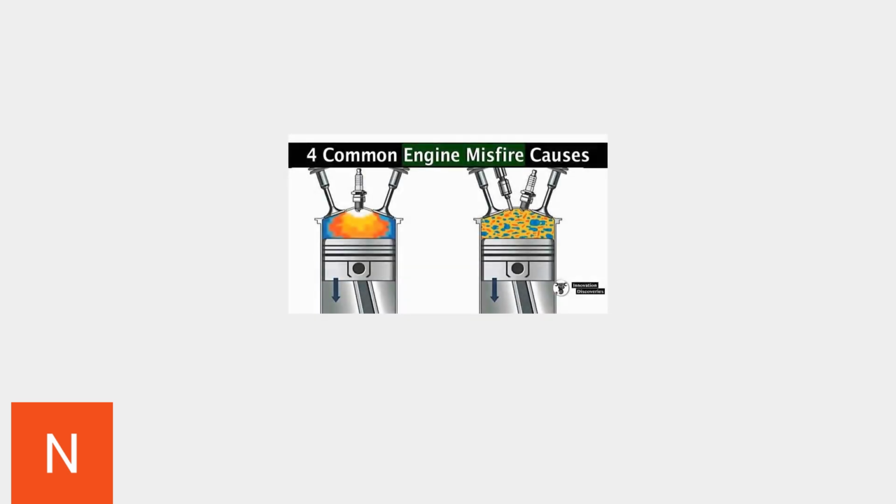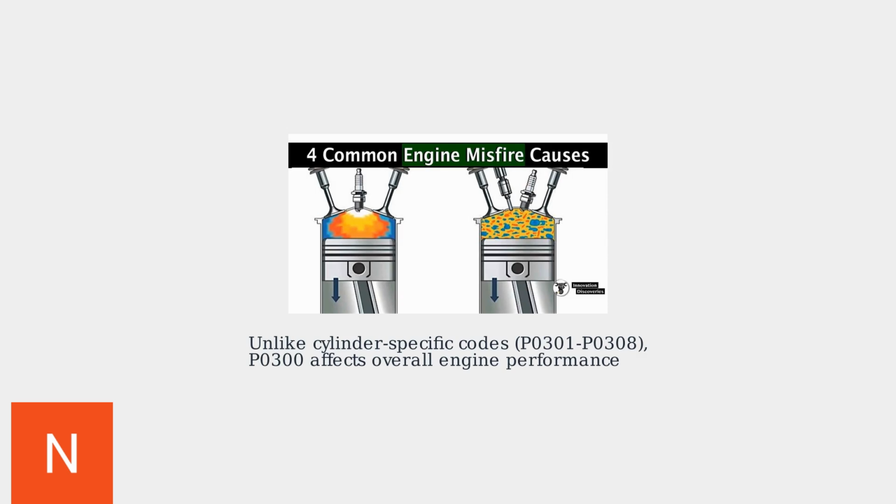The P0300 diagnostic trouble code indicates that your Chevrolet's engine is experiencing random misfires across multiple cylinders, rather than a problem isolated to just one cylinder. This image shows the difference between proper combustion on the left and improper combustion on the right. When multiple cylinders misfire randomly, it creates the P0300 code rather than individual cylinder codes.